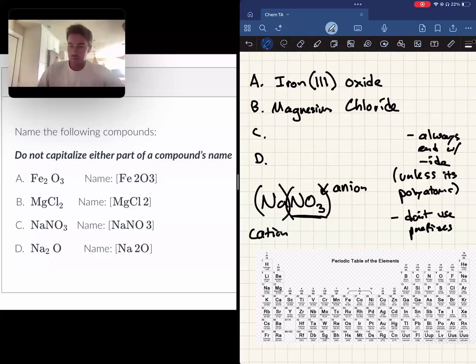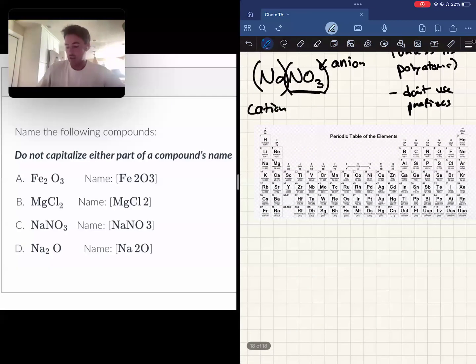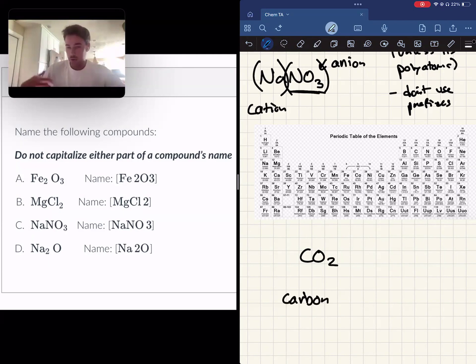Okay. So when do you use the prefixes? These are ionic compounds, so they're ionically bonded to each other. With covalently bonded compounds, that's when you use the prefixes. One example would be carbon dioxide. These are not ionically bonded to each other. This is a covalent bond, right? So it would be carbon, the first one you say first, and then two oxygens, so dioxide. You always end with the suffix "ide." Okay.